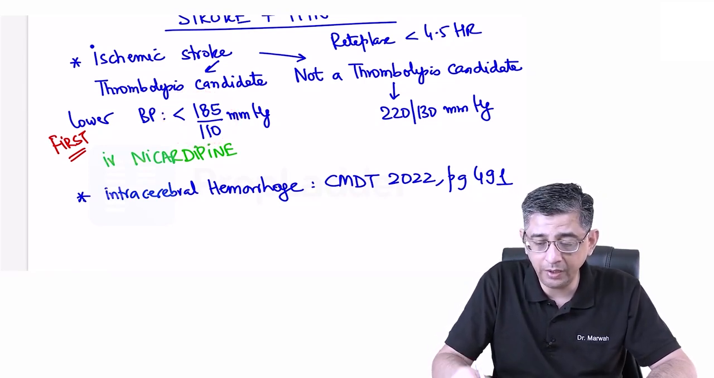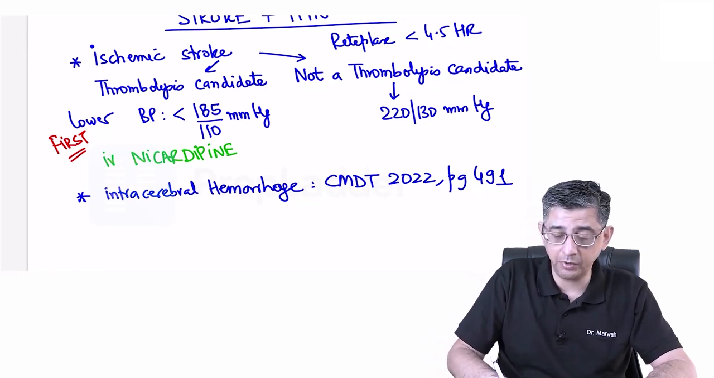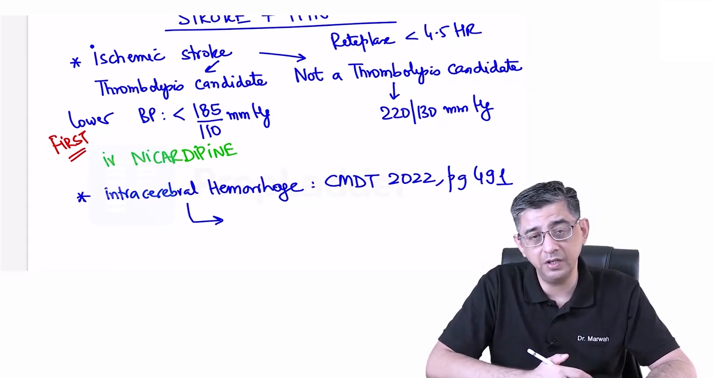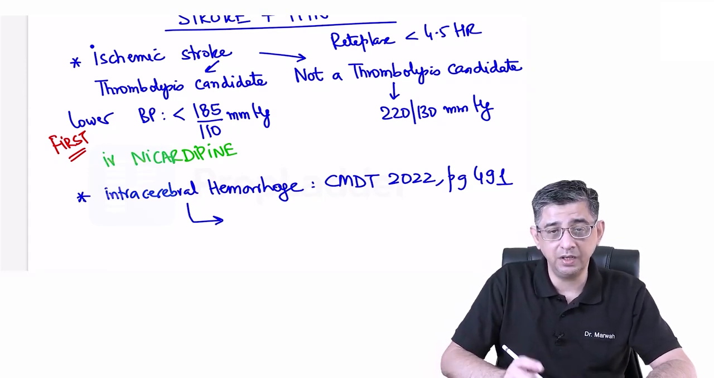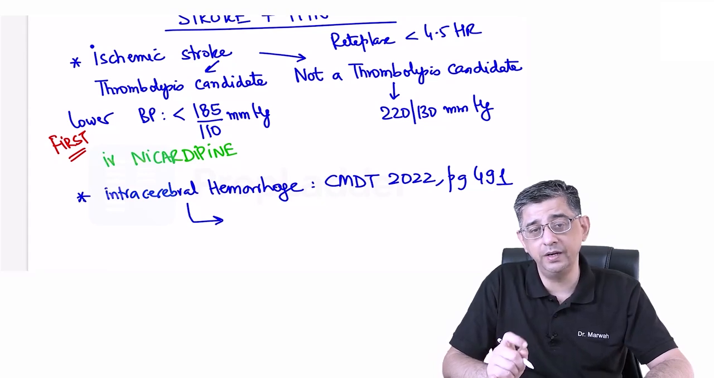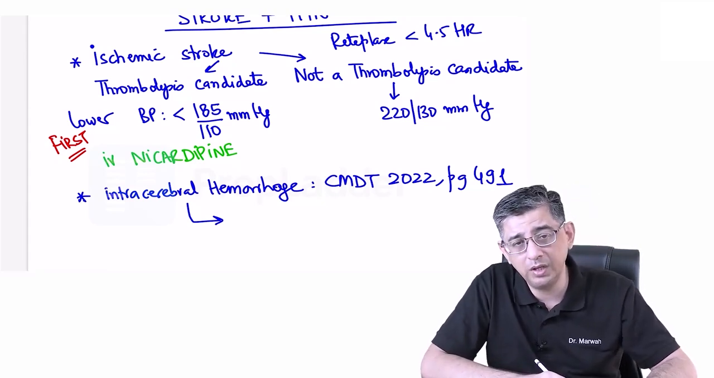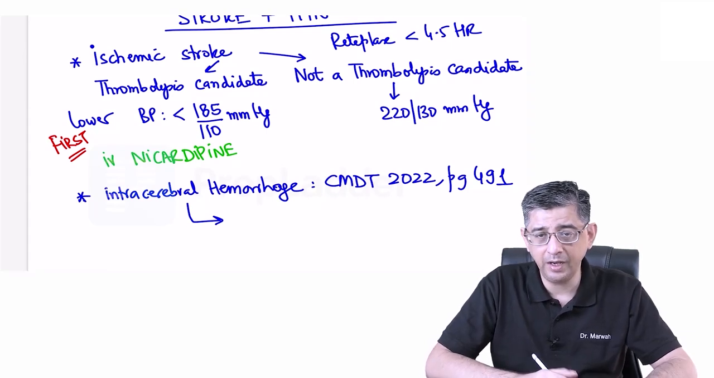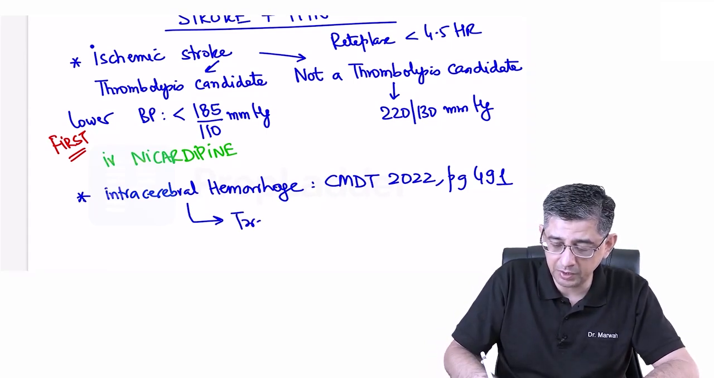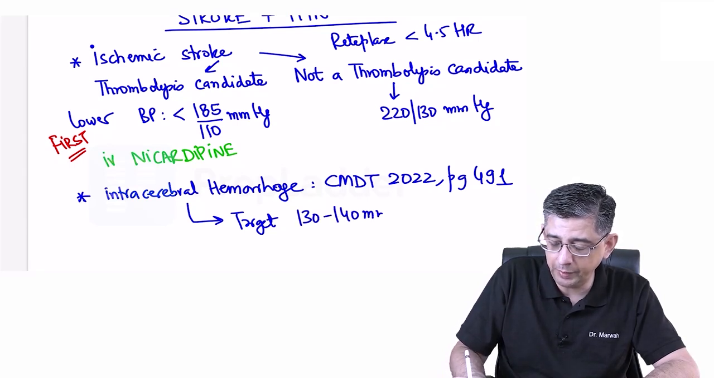Then there's another new entry in the CMDT for intracerebral hemorrhage, which was not given in the previous editions of any textbook. He says if the person is having an ICH bleed, then you definitely have to lower the BP. He says for intracranial hemorrhage, the target blood pressure of the patient should be in the range of about 130 to 140 millimeters of mercury.